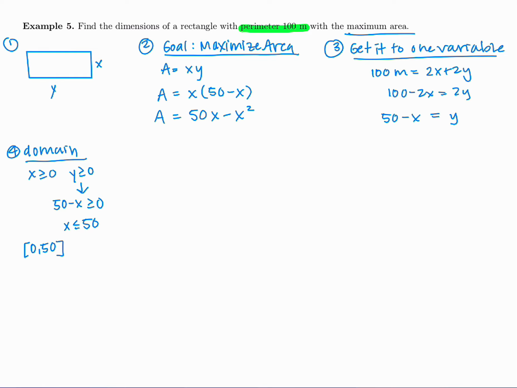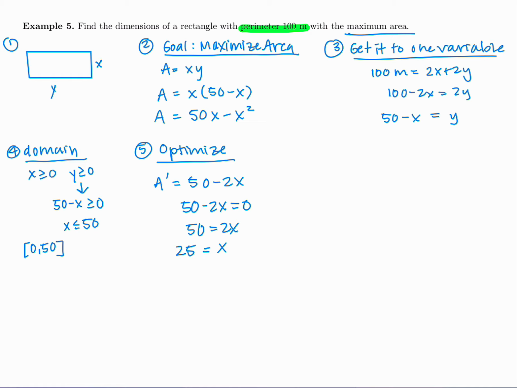All right, so step 5, I'm going to optimize. And particularly, I'm optimizing area, so I'm going to take the derivative of my area equation. So area prime is 50 minus 2x. That was a quick derivative. It's never undefined, but I can quickly set it equal to 0. And that tells me that 50 is 2x, or x is 25. So my only critical point is 25.